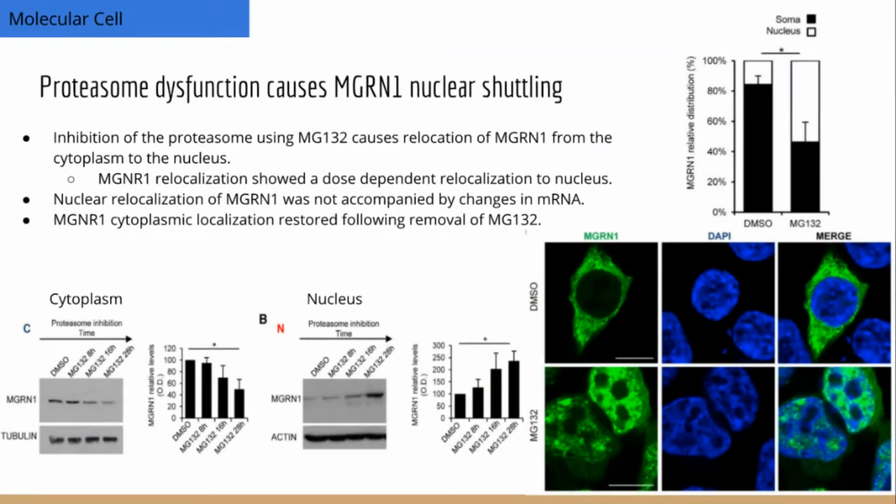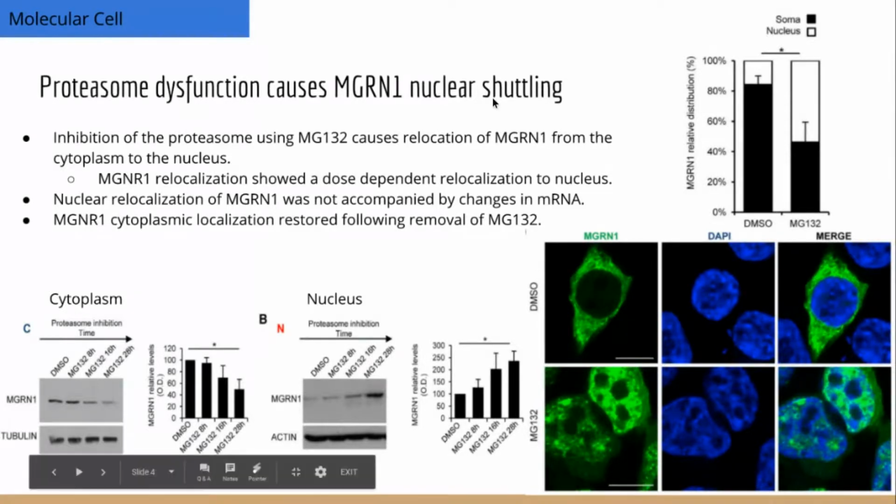Having shown a profound age-dependent relocalization of MGRN1, the authors then tried to determine potential triggers, and they began by looking at the proteasomal dysfunction, since MGRN1 is itself a ubiquitin ligase, and because the neurodegenerative disease that's caused by knocking out MGRN1 is associated with proteasomal dysfunction. So it's likely interconnected in some way. A well-known inhibitor of the proteasome is this MG132. We're going to be talking about that a lot.